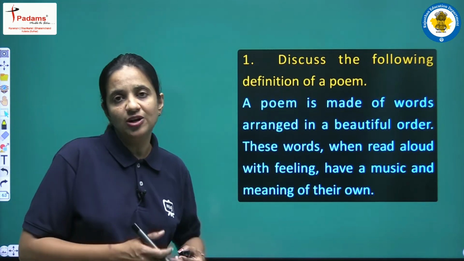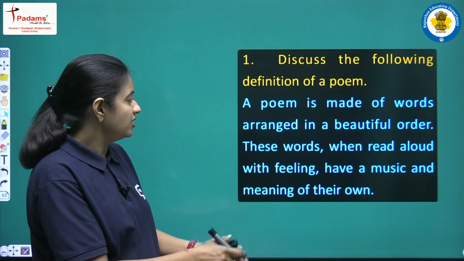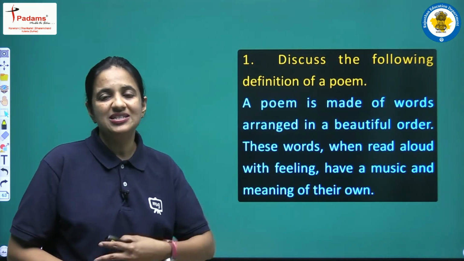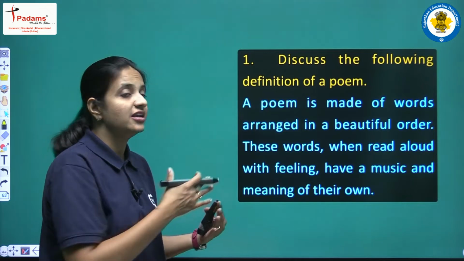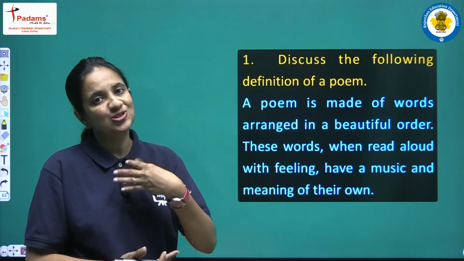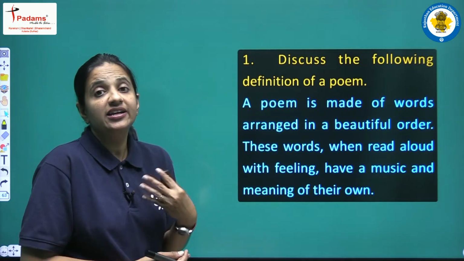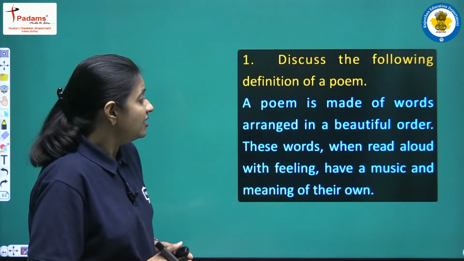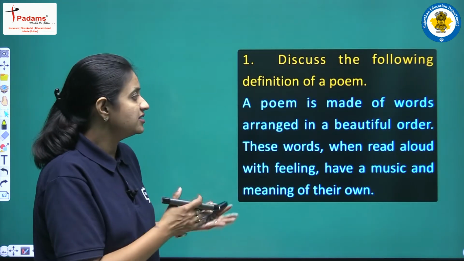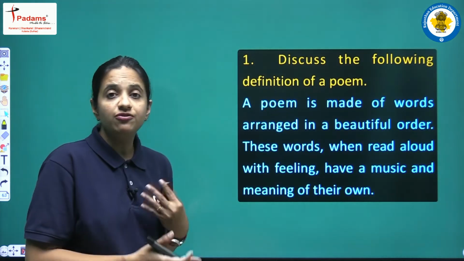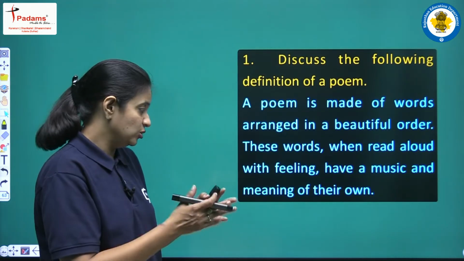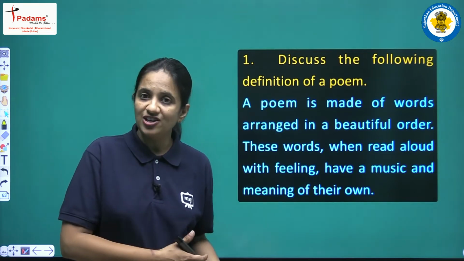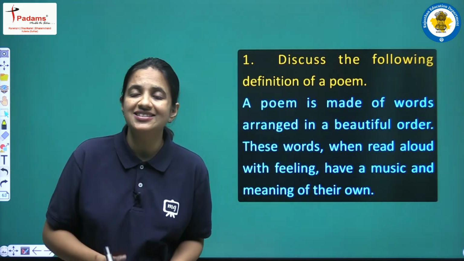So yes, this is one of the definitions of a poem, that is, what a poem is. A poem is made of words. Definitely, a poem has words that are arranged in a beautiful order. Why? Just to create effect, to increase the rhythm. When all the words in a poem are read aloud, and that too with feeling, then they have a music and meaning of their own. So this is one definition of a poem, and now we have to discuss this definition.